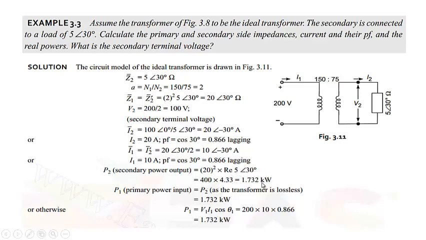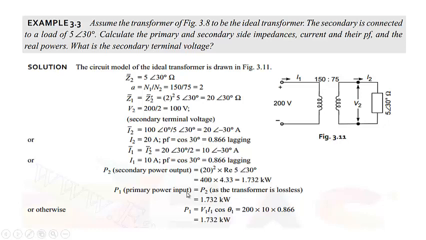You will calculate it, you will get the same value. Similarly, for this case you can also calculate it this way. I have shown it this way. Here you can calculate it V2 I2 into cos of 30. V2 is 100, I2 is 20, that is 2000, and into root 3 by 2, that will be again equal to this 1732 watts.